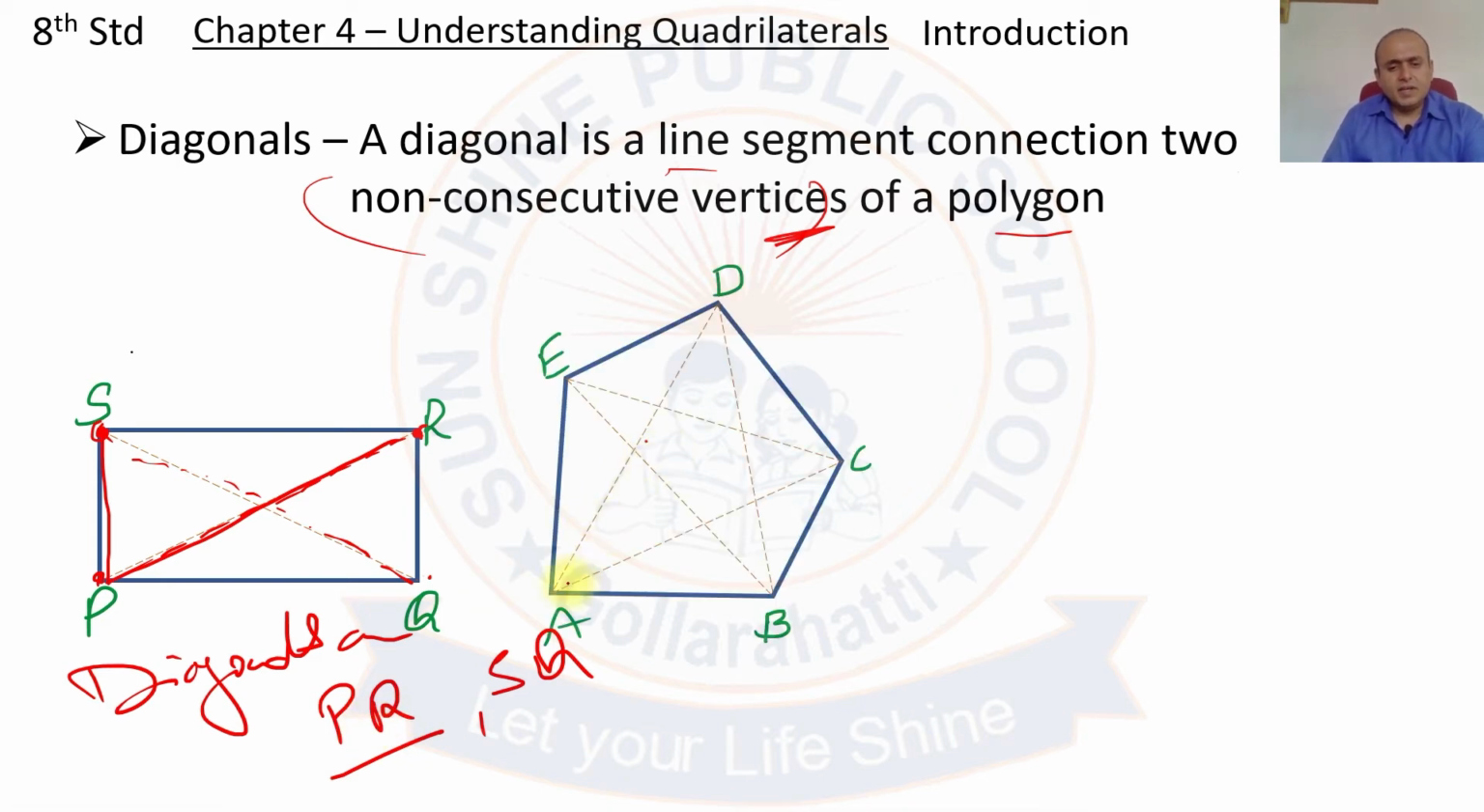A second diagram is here. It's a 5-sided figure. We call it a pentagon. From A to B, I cannot draw a diagonal. So I will draw from A to C, which is between non-consecutive vertices. And again, from A to D, I can draw a diagonal. So I can draw two lines, A to C and A to D. And from B, ನಾವು A draw ಮಾಡಕ್ಕಾಗಲ್ಲ, B ಇಂದ C draw ಮಾಡಕ್ಕಾಗಲ್ಲ. Therefore, I can draw from B to E and B to D, two diagonals between non-consecutive vertices of a polygon.